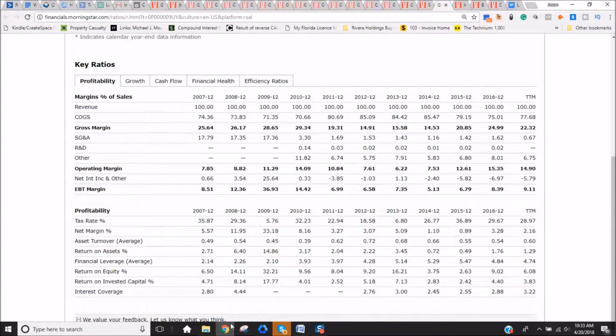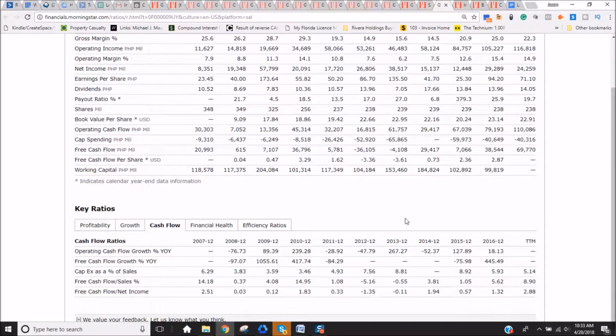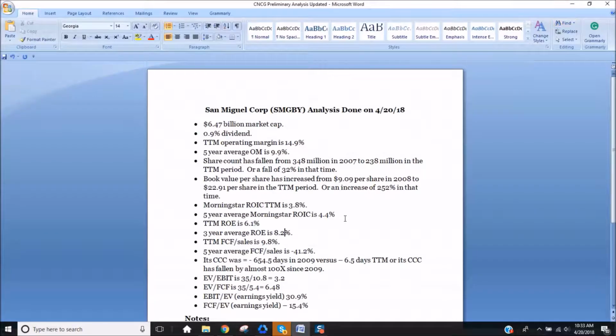So ROE, so free cash flow to sales is next. 8.9, oops, wrong number. 9.